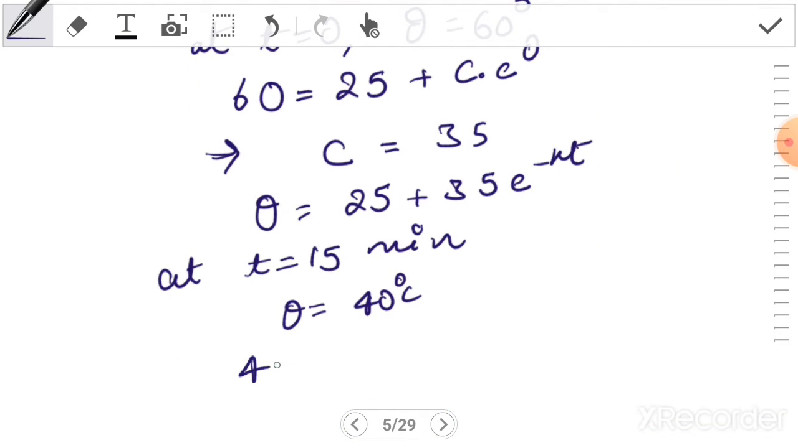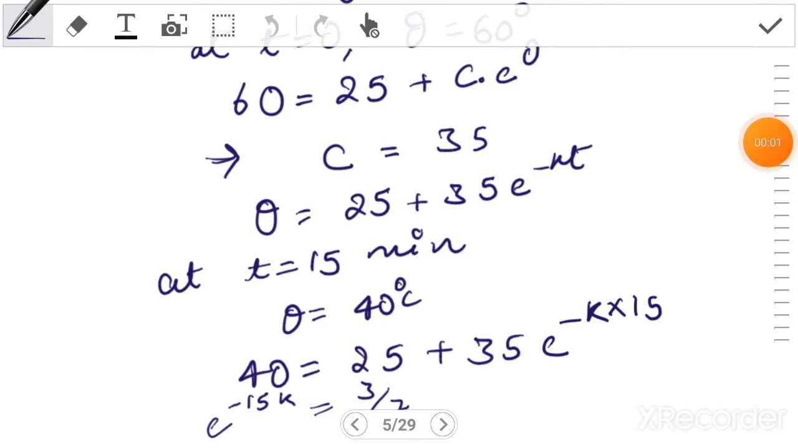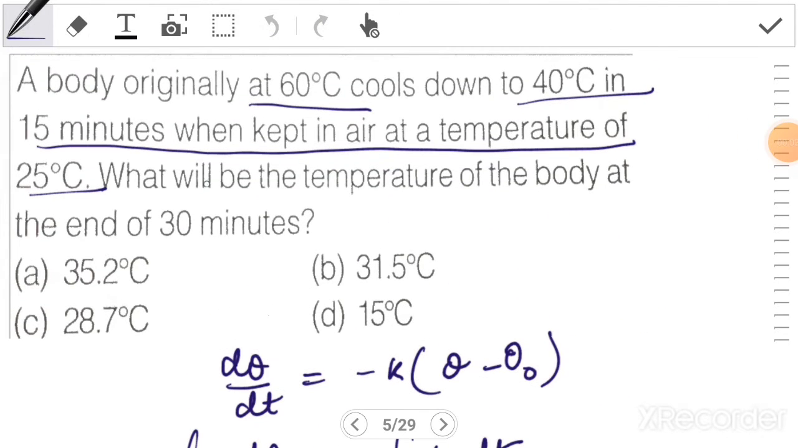So 40 is equal to 25 plus 35 e power minus k times 15. So e power minus 15k is 3 by 7. Now the question is, what will be the temperature of the body at the end of 30 minutes?